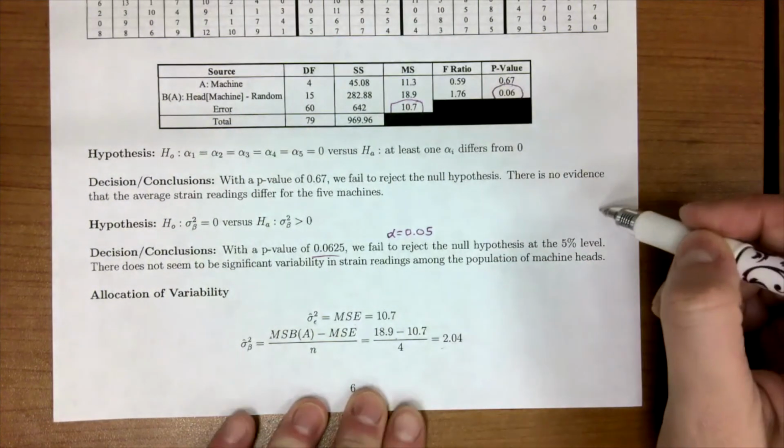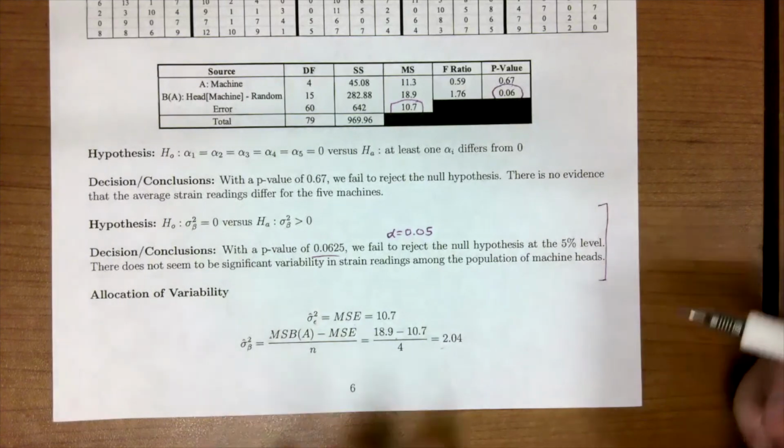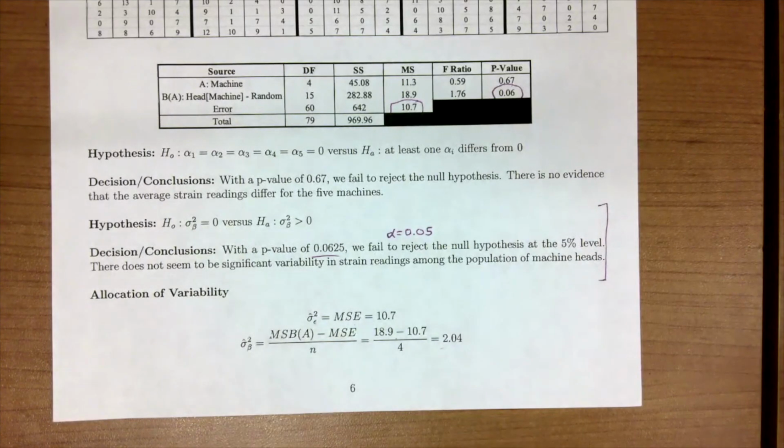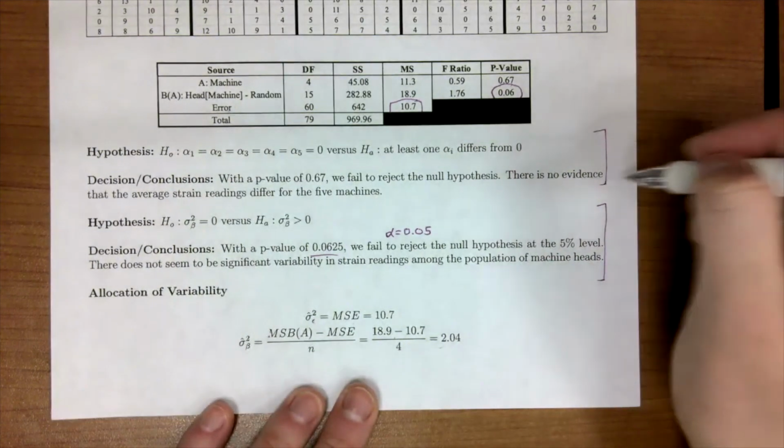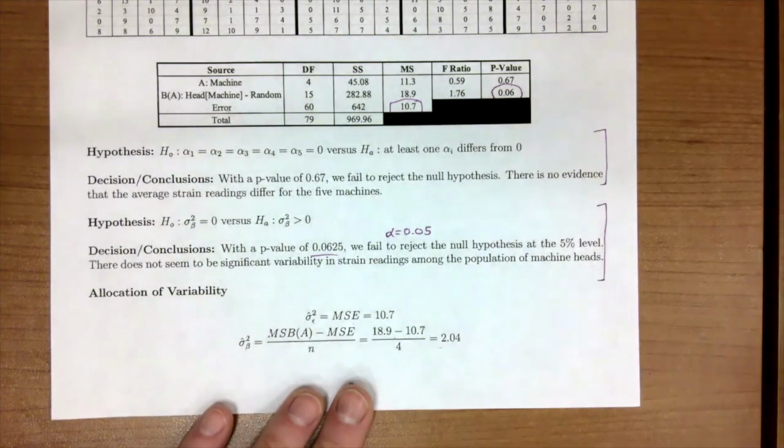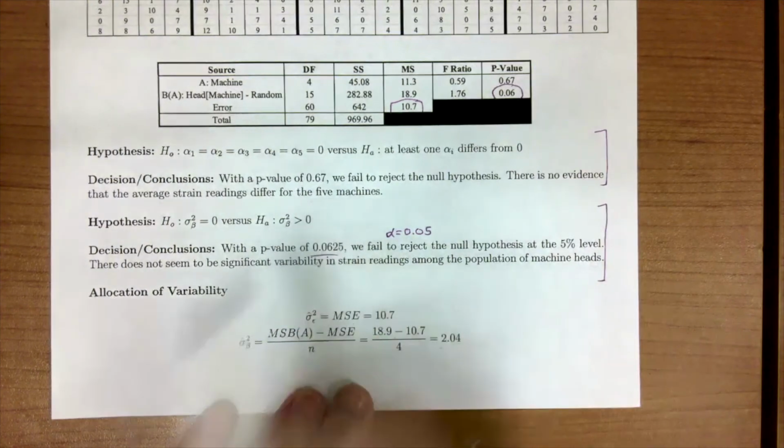Again, recall that head is a random effect and we are allowed to generalize back to the whole population, whereas our machines were a fixed effect and we can only generalize for these 5 machines.